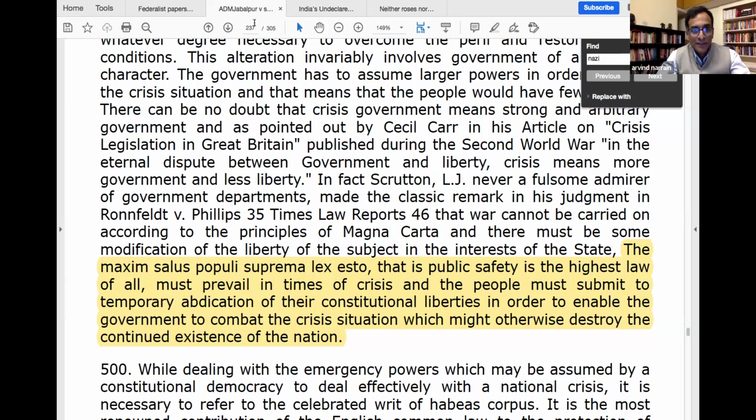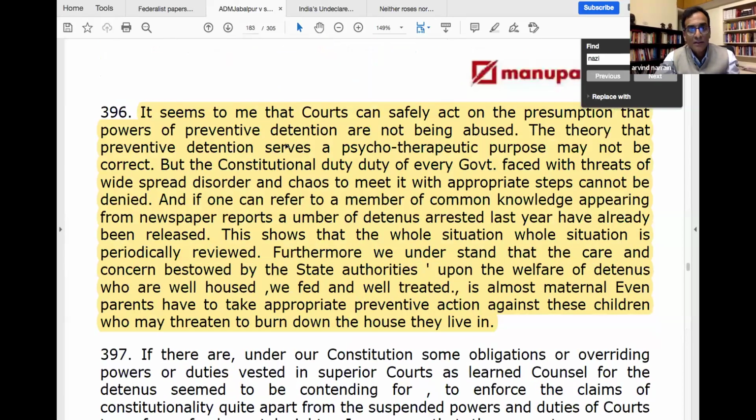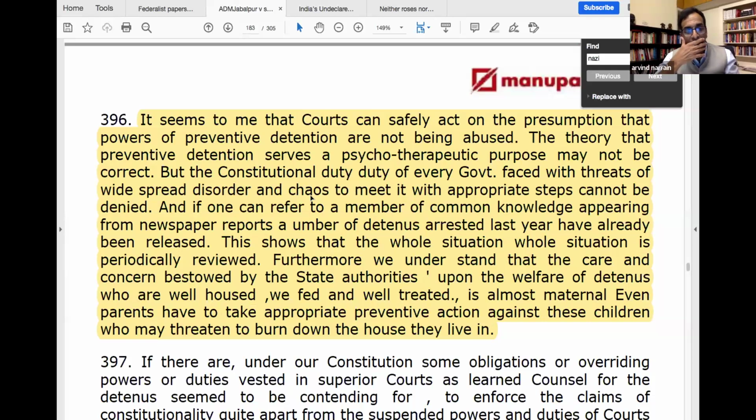Okay. So you got Justice Bhagwati's opinion. Now look at Justice Beg again, one line from Justice Beg. Yeah.